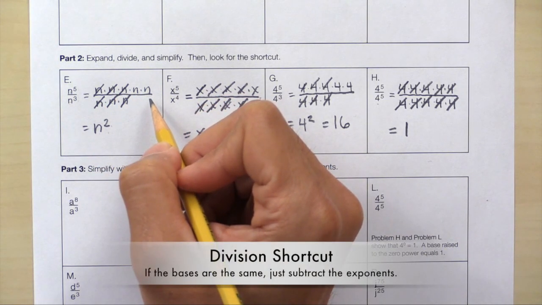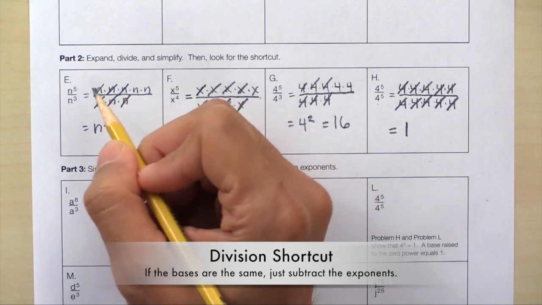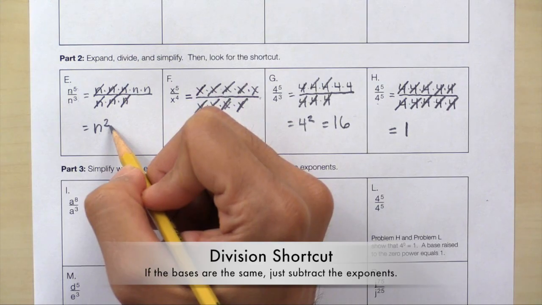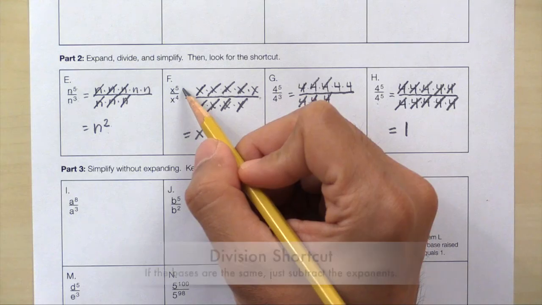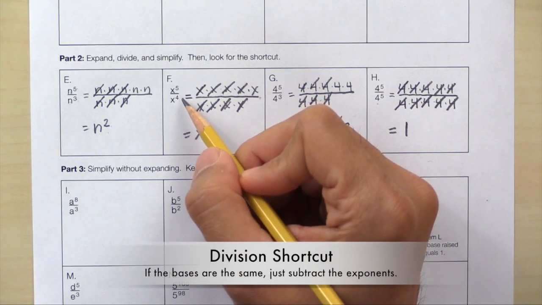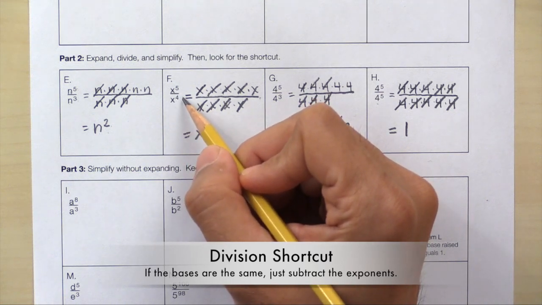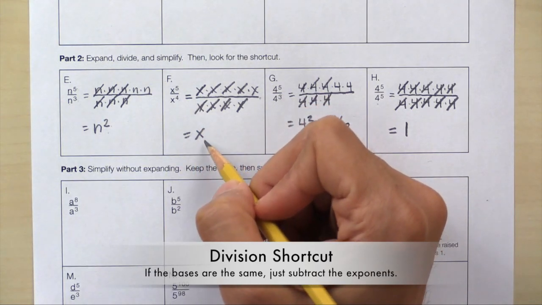Notice that if you just subtract the exponents, you'll get the answer. 5 minus 3 equals 2. So our answer is n to the second power. Let's try that with box F. X to the fifth divided by x to the fourth. Since they have the same base, we can use a shortcut. 5 minus 4 equals 1. So our answer is x to the first power, which is the same as x.